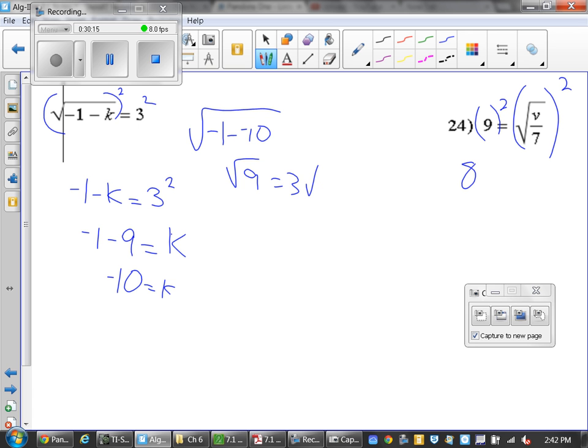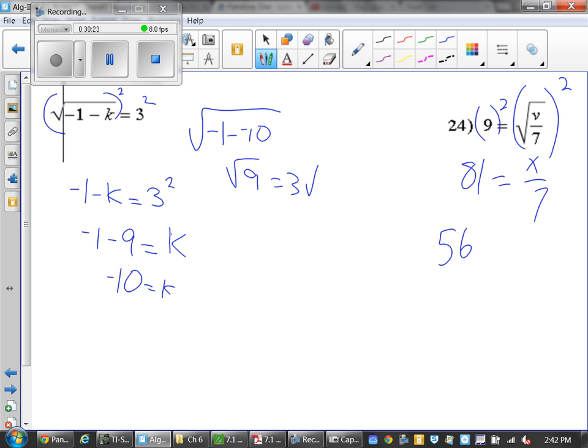So you have 81 equals x over 7. How do you undo that? It's called multiplying. In this case here, the negative 10, when you substitute back in, you get 3. You kind of have to make sure.